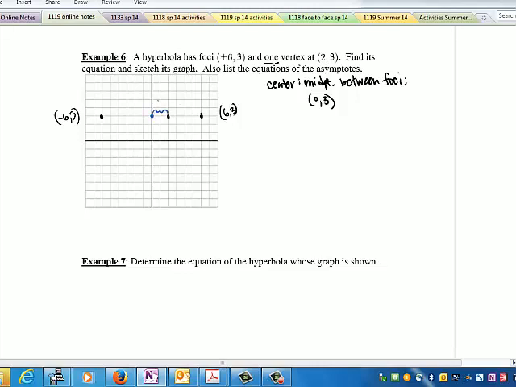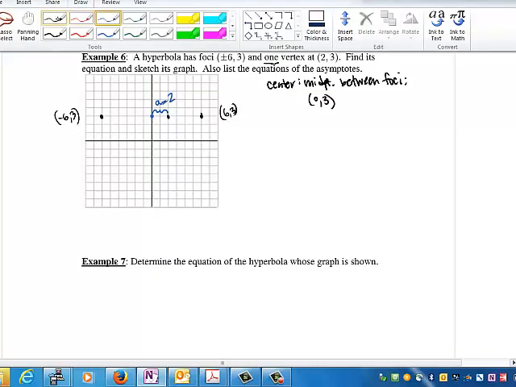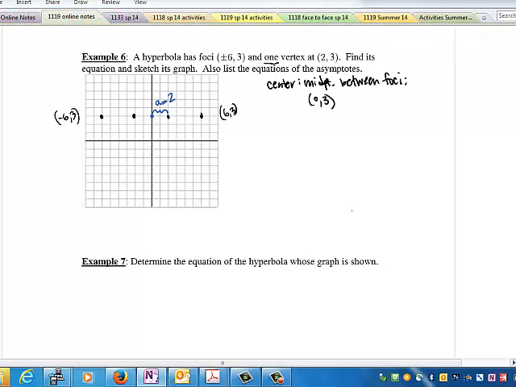And if this is one vertex, then A, which is the distance between the center and a vertex, would be 2. And the other vertex would be at negative 2, 3. So a second vertex would be at negative 2, 3. Our center, we already have written down, 0, 3. And then because we now know where the center is and we can see how far away the foci are, C would be 6, the distance between the center and the focus.